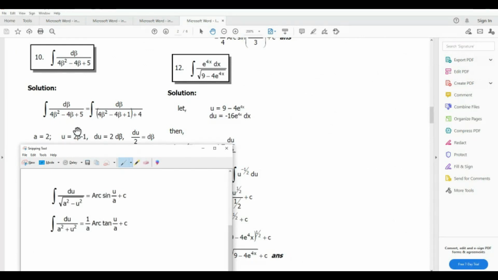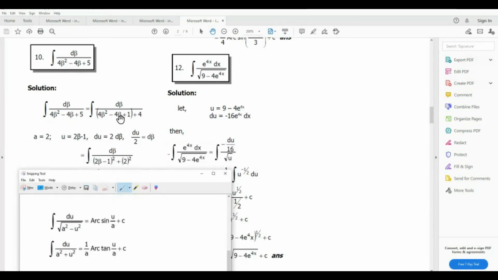Then, mapapansin nyo, this one is a perfect square. That is quantity 2 beta minus 1 squared. Then, yung 4 magiging 2 squared. Okay? So, therefore, ang a mo is 2. Then, ang u mo is 2 beta minus 1. Then, du is 2 d beta, or d beta is equal to du over 2.